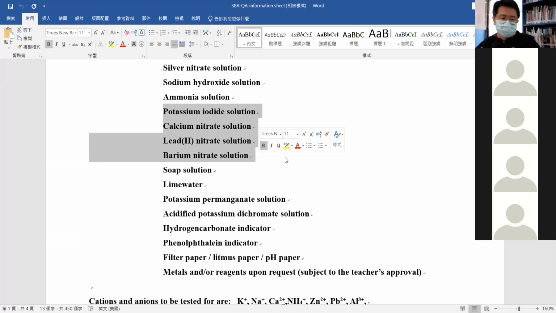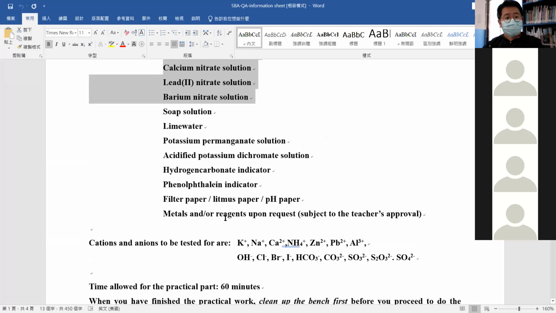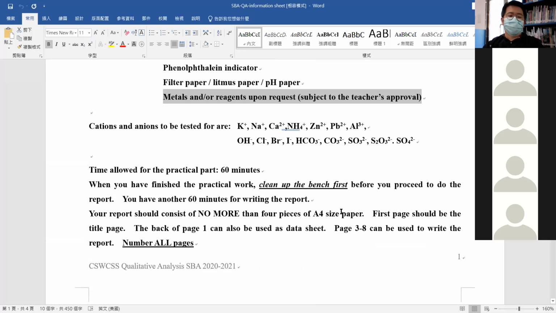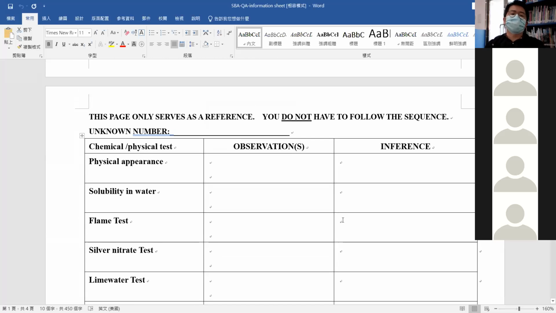And you may have sodium carbonate solution, lime water, KMnO4, K2Cr2O7, hydrogen carbonate indicator, phenolphthalein, filter paper, litmus paper, pH paper, and some other chemicals. You have to seek my approval beforehand. Okay. And you may turn over to the second page.